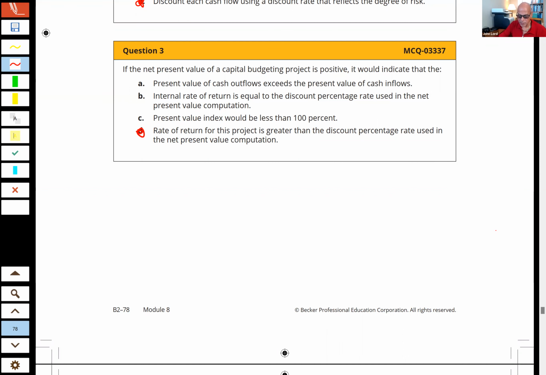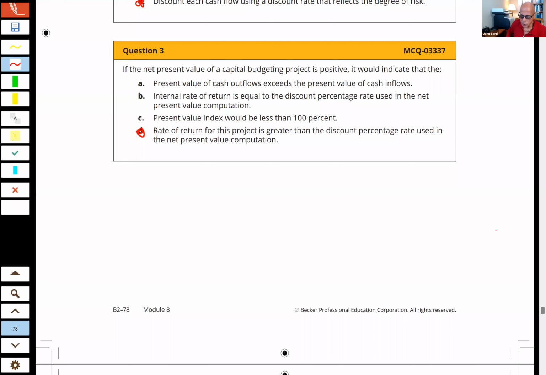This indicates, and if you read A too quickly, then you might have picked that the present value of cash outflows exceeds the present value of the inflows. Other way around, the present value of the inflows exceeds the present value of the outflows. That's what's going to give you a positive net present value, right?